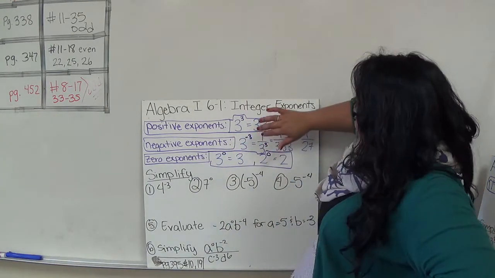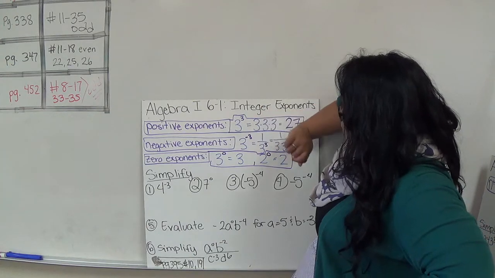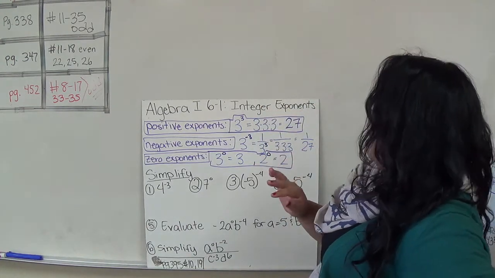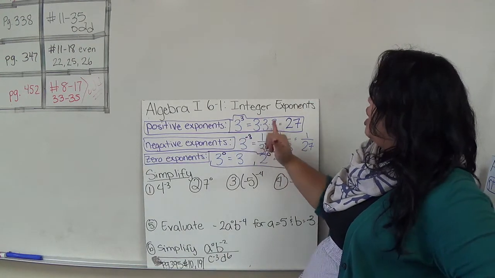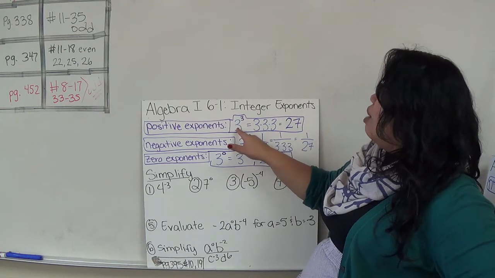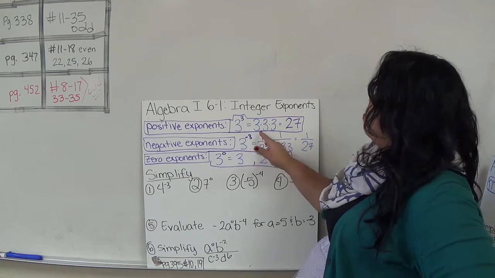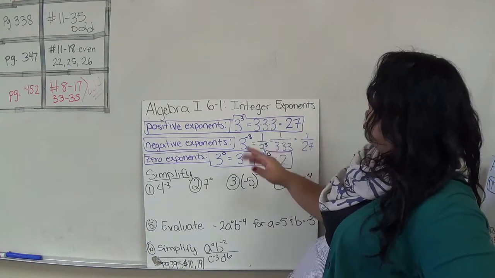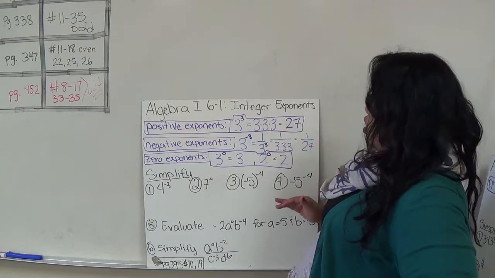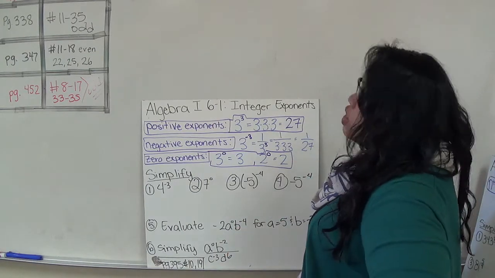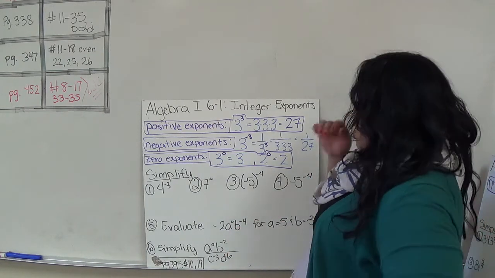When we're dealing with to the power of, 3 to the power of 3 means I don't multiply 3 times 3. I multiply 3 by itself, 3 times. So this number tells me how many times I multiply this. So to the power of 3 means 3 times 3 times 3, which gives me 27. If it was 4, then it would be 3 times 3 times 3 times 3. Okay?